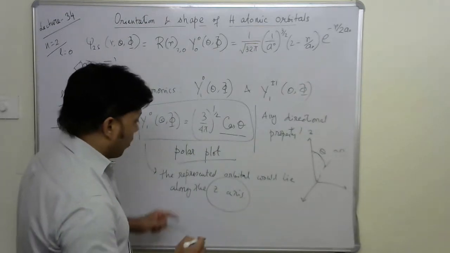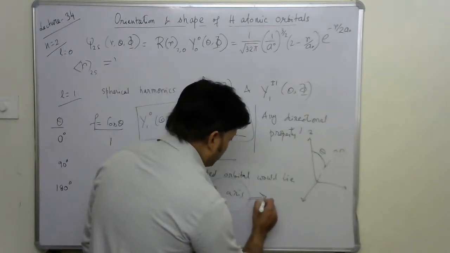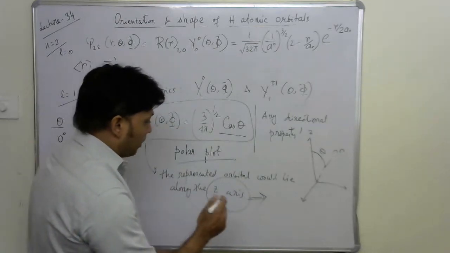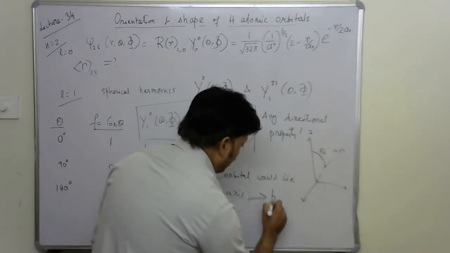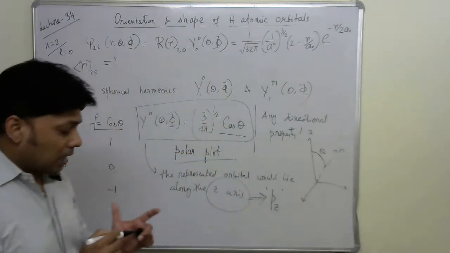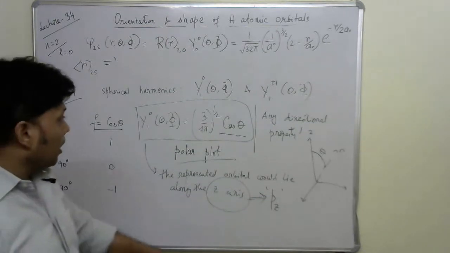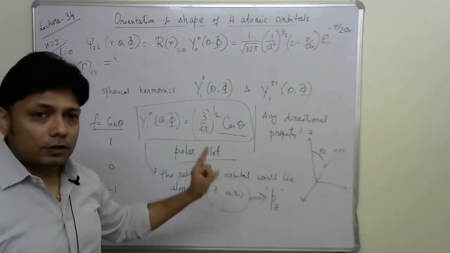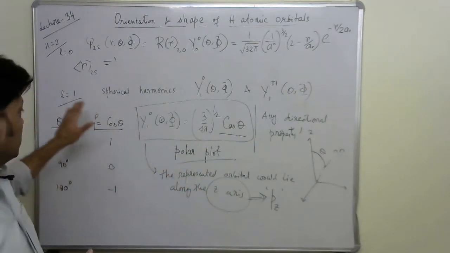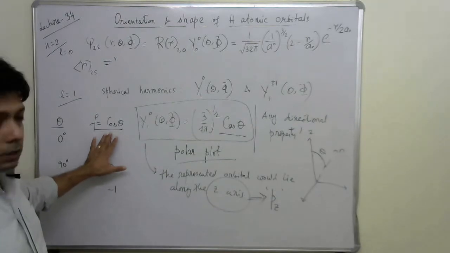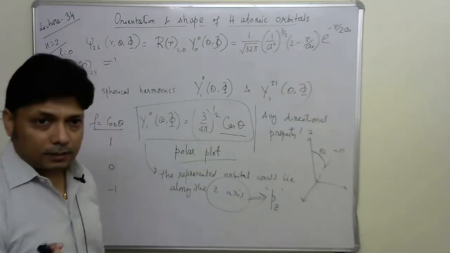So this polar plot would represent nothing but a pz orbital. That's how the direction among the three p orbitals, the pz orbital, was first determined from the polar plot or from the nature of the cos theta dependent function. Okay, is it clear? Good.